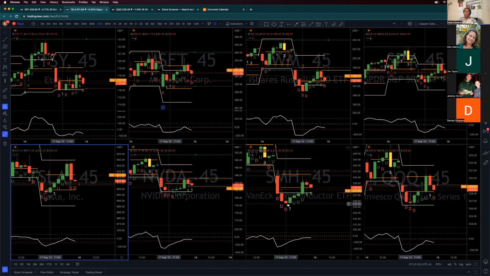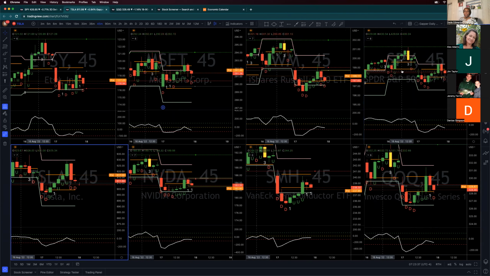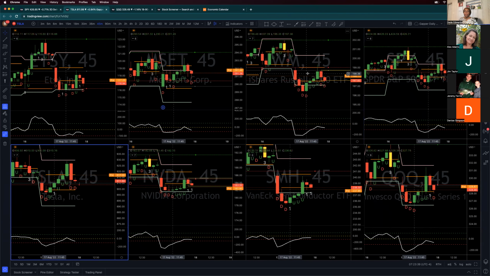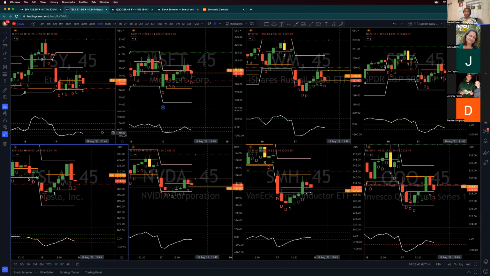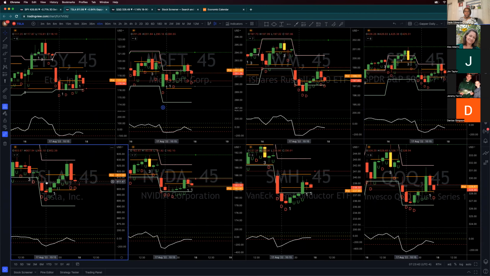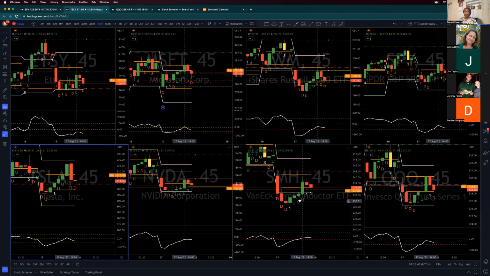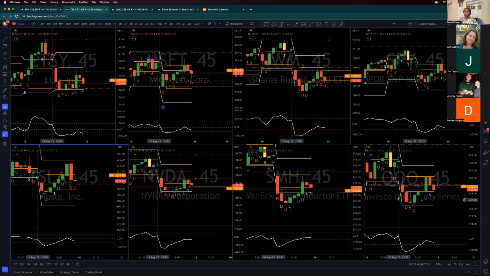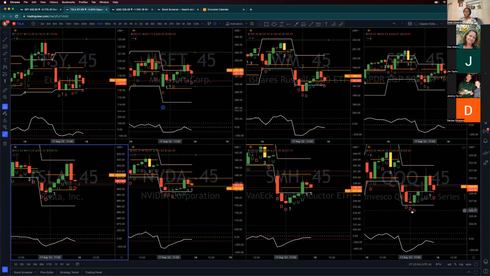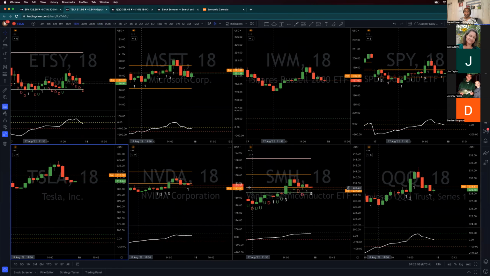So you had two down, two down, two down on SMH, two down, two down, two down, two down on the Qs, two down on the 45 on the SPY, two down, two down, two down on IWM. So when you have price gapping down and going straight down like you see here, you have to go to a shorter time frame for your entry. We don't have a signal here. Let's go to the 18-minute.